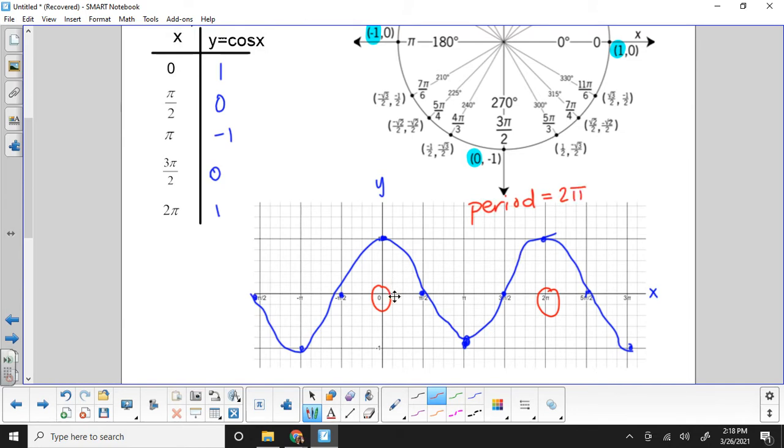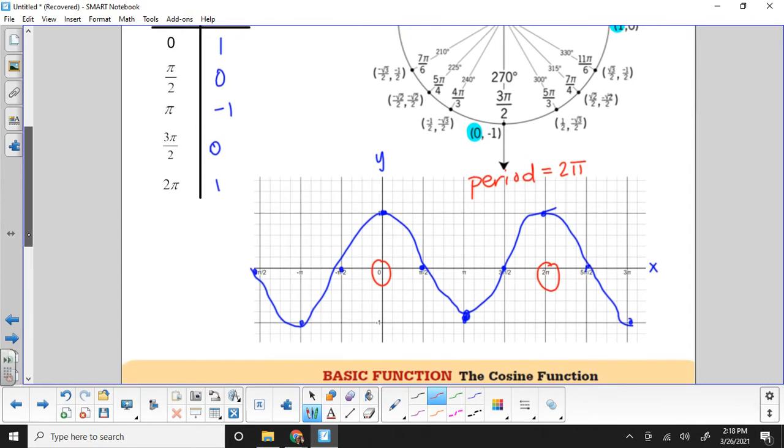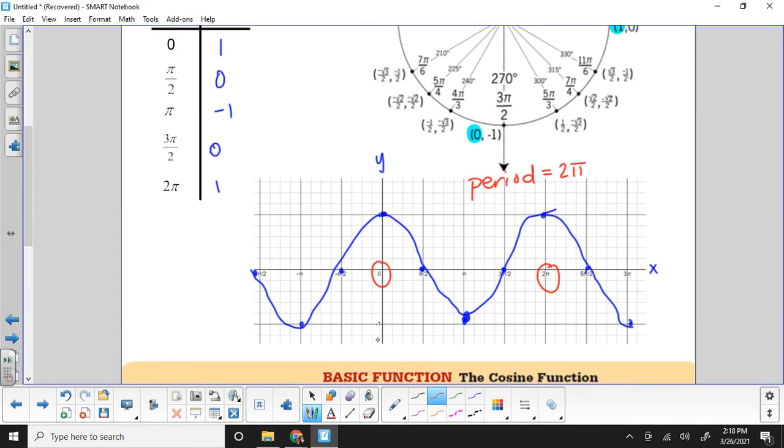Now, to help you remember the order in which the points come, we often teach this with an acronym. Our acronym is high, 0, low, 0, high, or HALA. So high, 0, low, 0, high, representing the location of each of the key points.